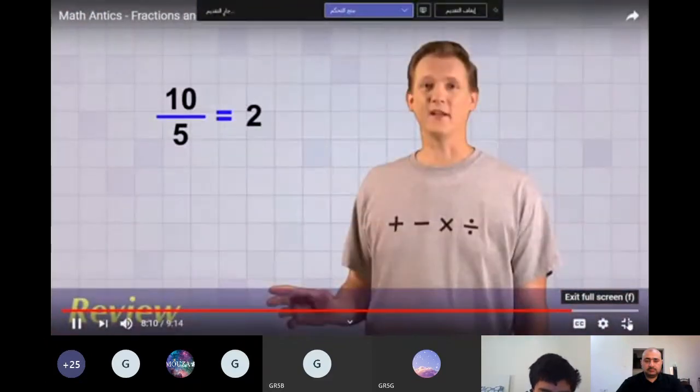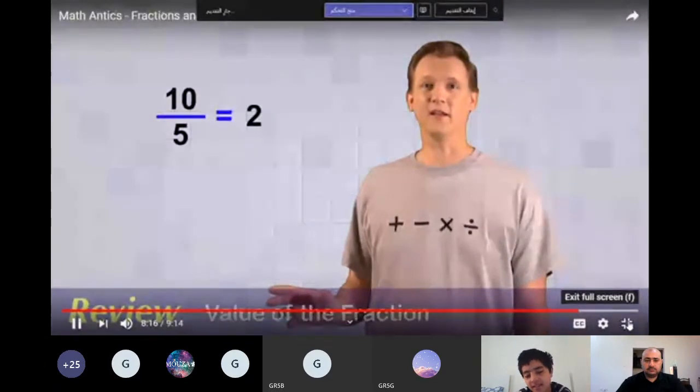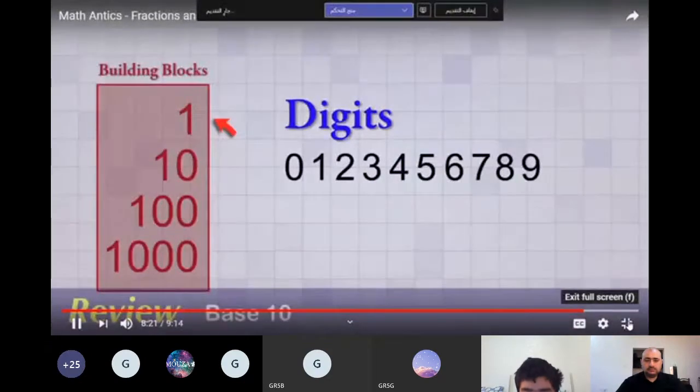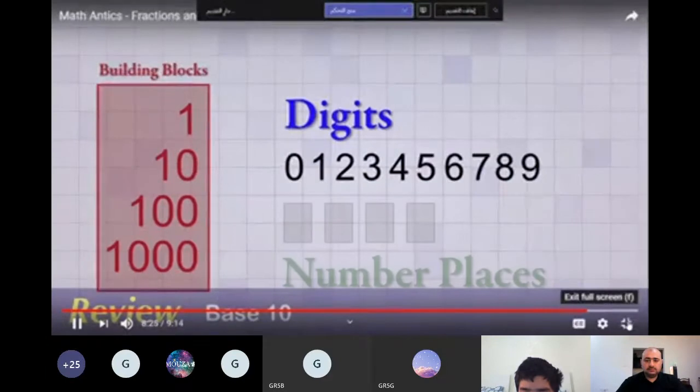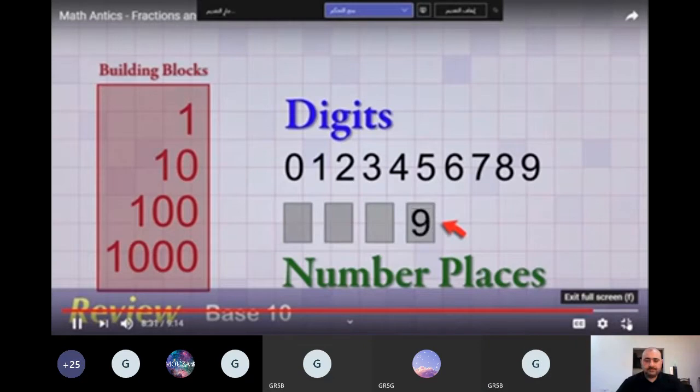If we take a fraction and do the division, we'll get an answer, and that answer is called the value of the fraction. Our number system is called base 10. It uses powers of 10 as building blocks for counting, as well as 10 different digits. Number places are like counters that hold one digit at a time and help us count how many of each base 10 building block a number is made of.